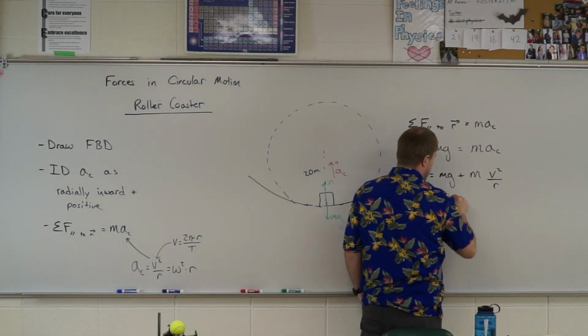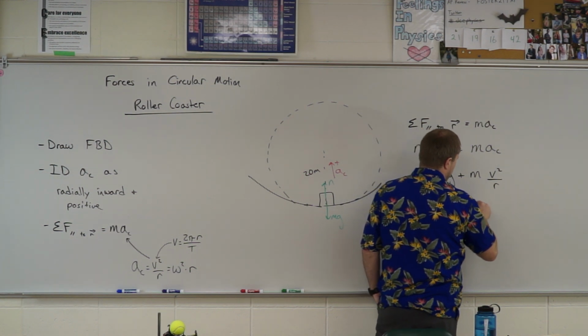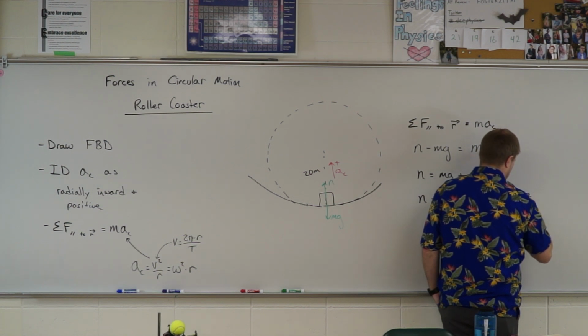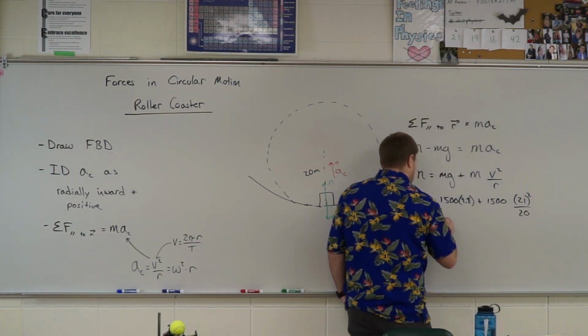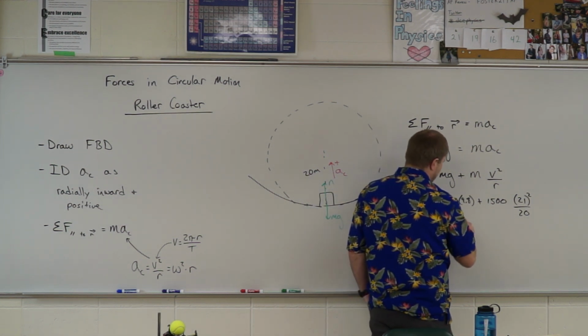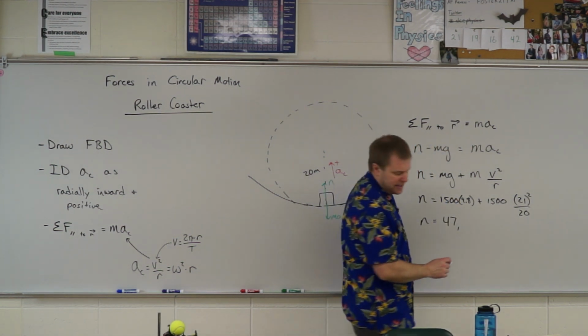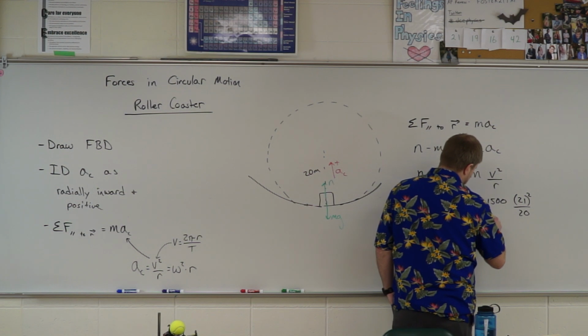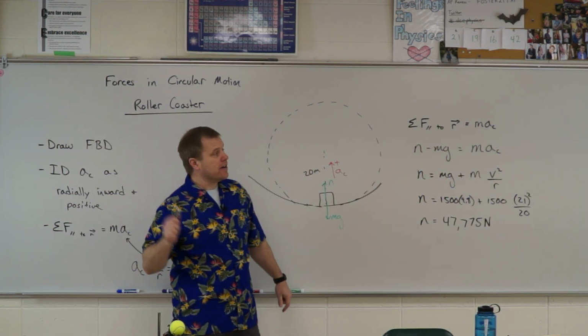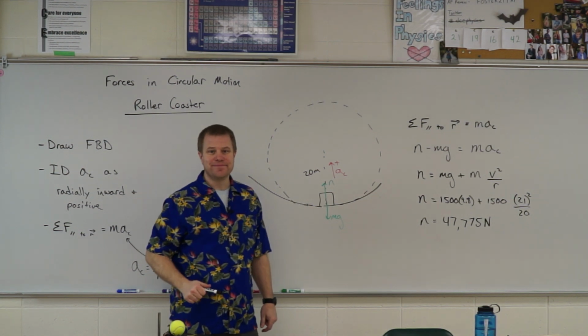So I have 1,500 times 9.8 plus 1,500 times 21 squared over 20. Plug that in on your calculator and you should get 47,000. It's a big number, 47,775 newtons. All right, let's go ahead and climb up to the top of the next hill.